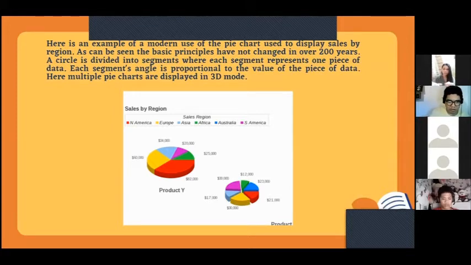A circle is divided into segments where each segment represents one piece of data. Which means a pie graph represents a part to a whole. Each segment's angle is proportional to the value of the piece of data. So this is the pie chart, which is equivalent to 100%. Each part or segment is divided, and together the segments must equal 100%.